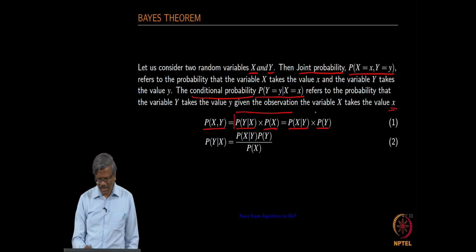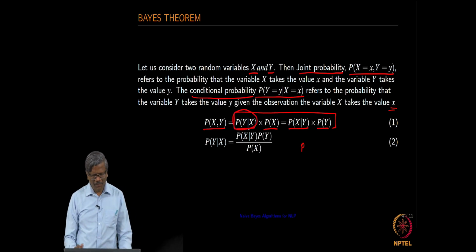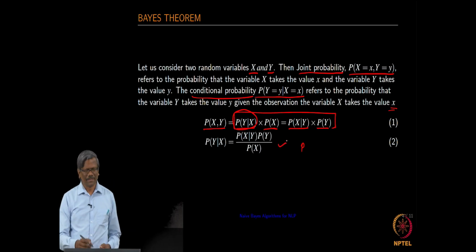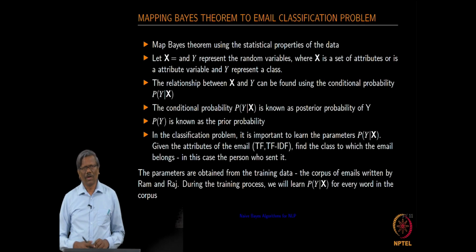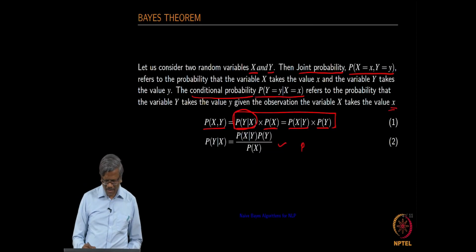So, taking these two and then trying to form an equation, where we are trying to find out the conditional probability of y given x equal to this, right. It is pretty simple, isn't it? Okay. So, now how do you map this? Now we have obtained two parameters, right.